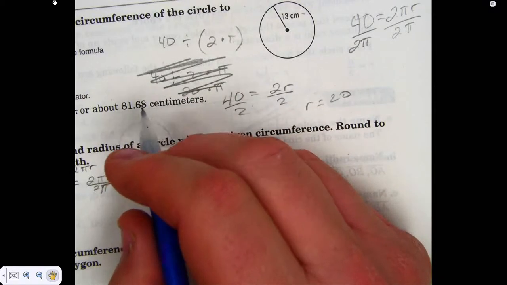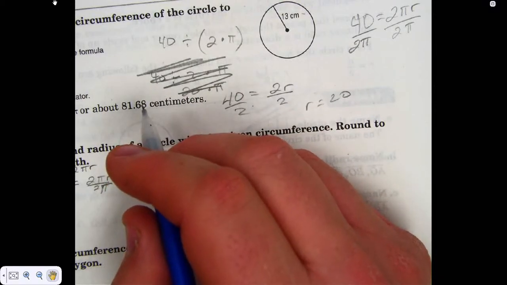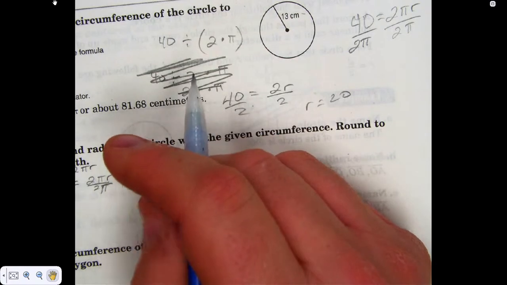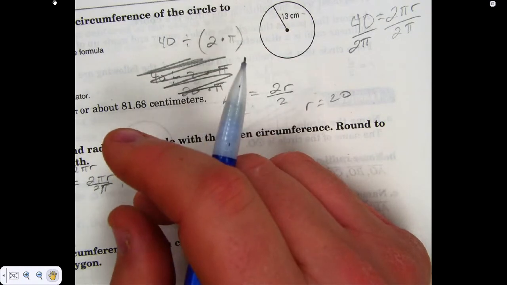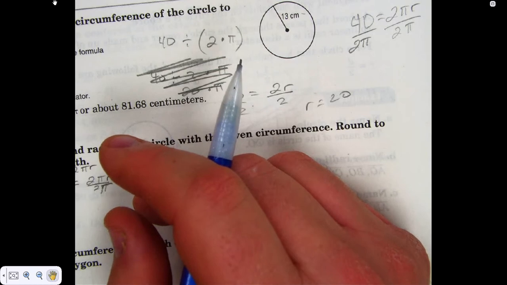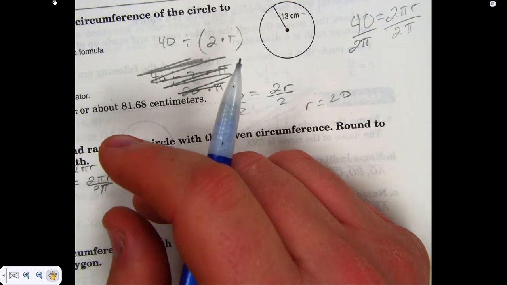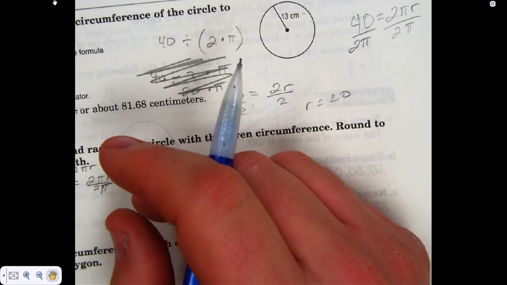You could go 2 times pi, look at what it says in the calculator, and then press 40 divided by that. No, 40 divided by that.